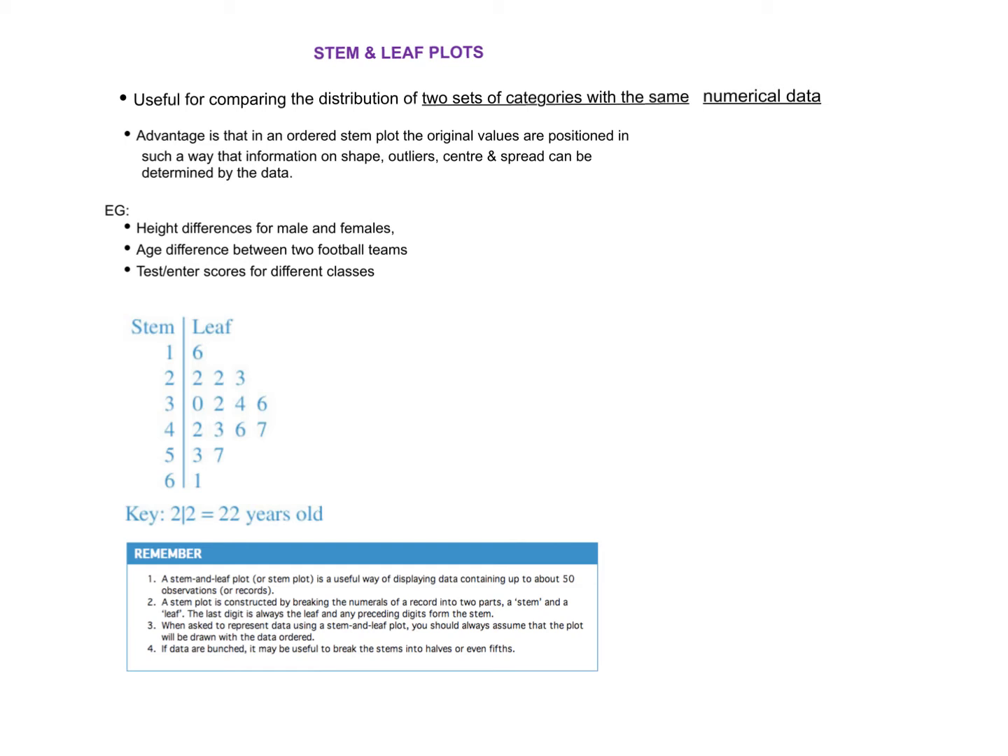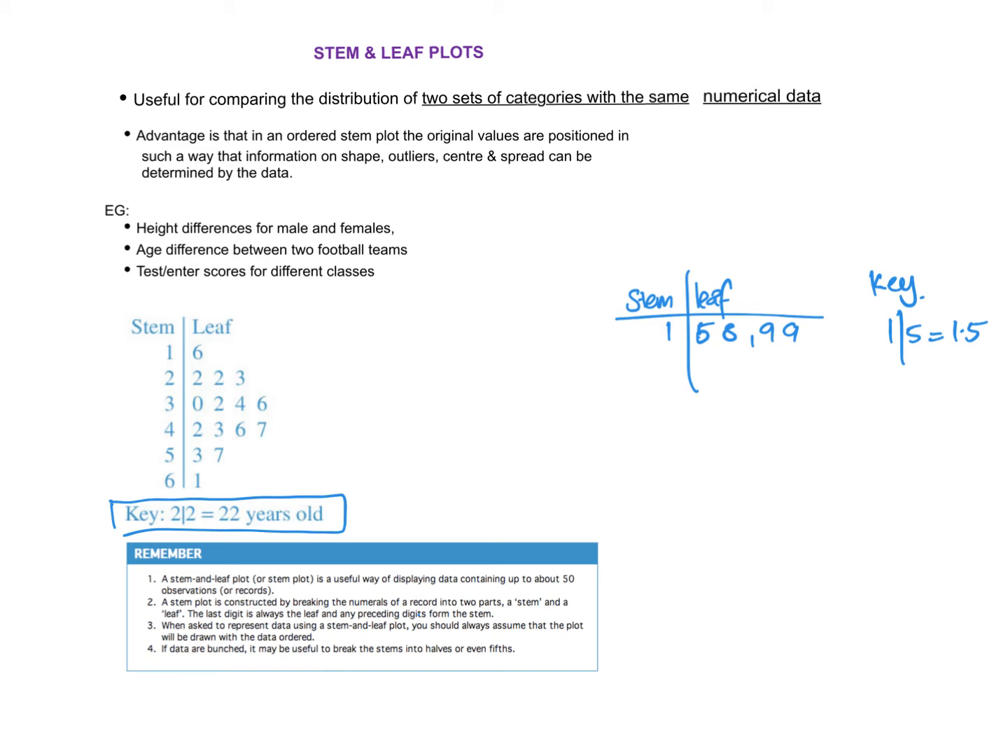Okay, so with a stem and a leaf, you have this stem, and that's the first digit in the number, and then the leaf is what comes after. You have to be really careful because the key explains what it is. It could be like this, where you have 1 and you have 5, 8, 9 and 9. And the key may say that 1|5 equals 1.5, yeah? So the key will tell you how it's measuring it out, or what the data actually is. Or it could be something like that. So you've got to be careful.